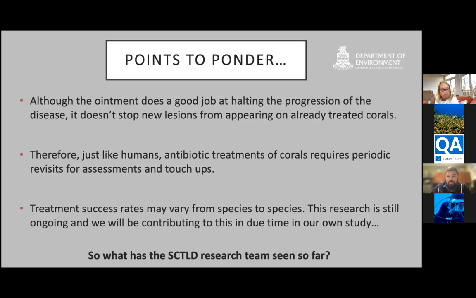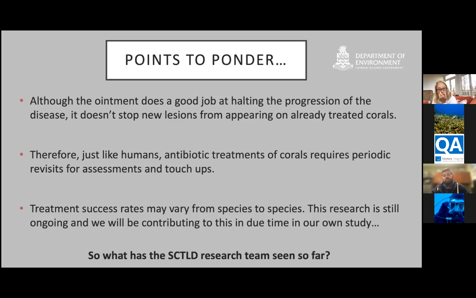Again, it's just like humans. When we take antibiotic supplements or treatments from our doctor, it normally requires a periodic retake of the antibiotics to get rid of an infection or something like that. It's the same for corals in general. When we do treat the corals, we can go back and revisit them and just put another treatment on the coral, but it usually doesn't take as much antibiotic as the first time that we treated it.